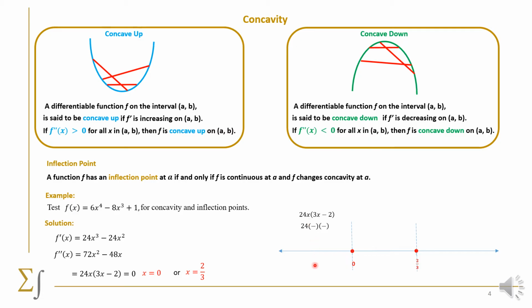Minus in this part will give us a minus for the x and a minus for what's inside the parentheses. Minus times minus is positive, so it tells us that in this interval the second derivative is greater than or equal to 0 because it's positive for all x in this interval. So we know that this is concave up.